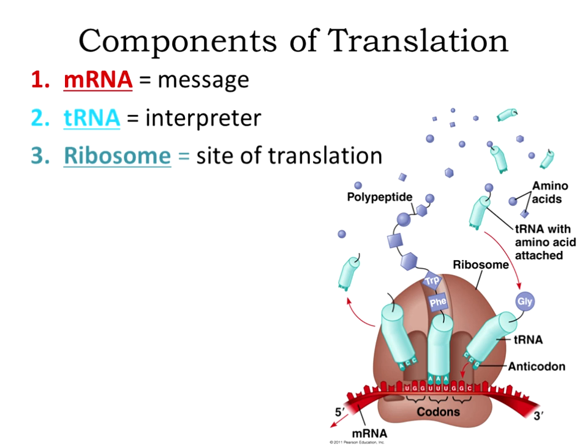This then moves to the ribosome, in which the messenger RNA, of course, is the message. So here's our messenger RNA down here in red. The transfer RNA is the interpreter, and it's the blue piece here. And then the ribosome, which is this big blob surrounding, is going to be our site of translation.